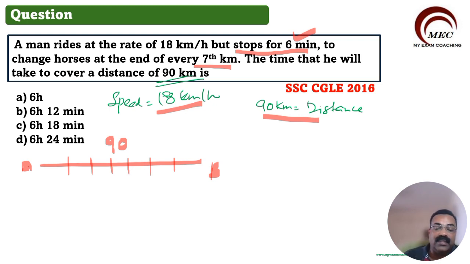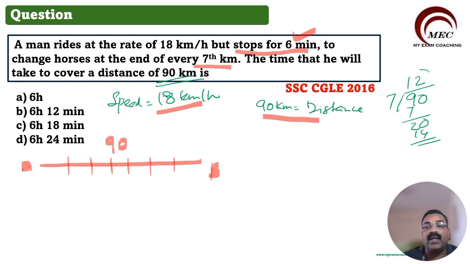So now let us say, because he stops every 7 km, how many times will he stop? He will stop 90 divided by 7 times. So 7 ones are 7, 7 twos are 14, how many times? 7 twelves are 84. So between A and B, 12 times he will stop. Why 12 times?